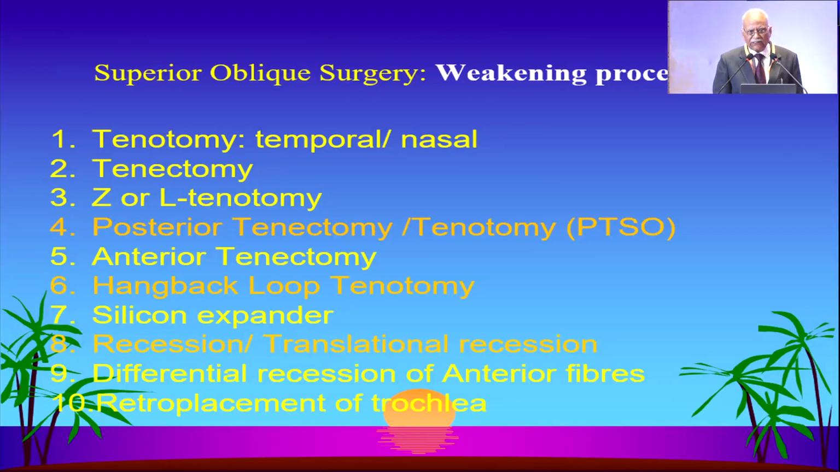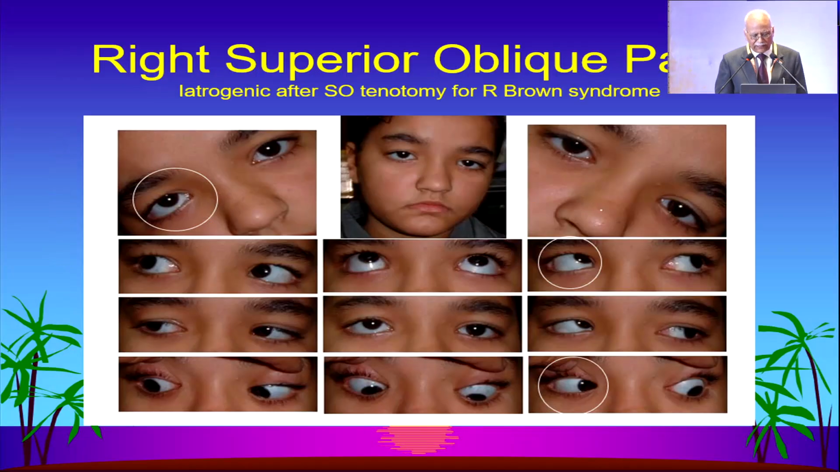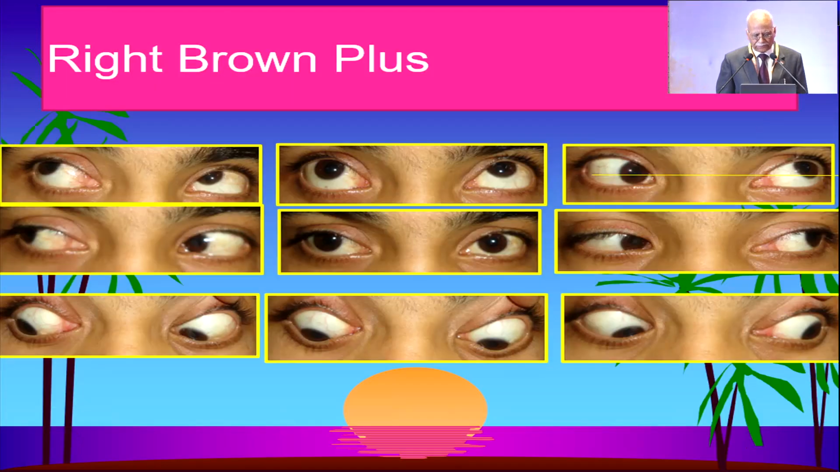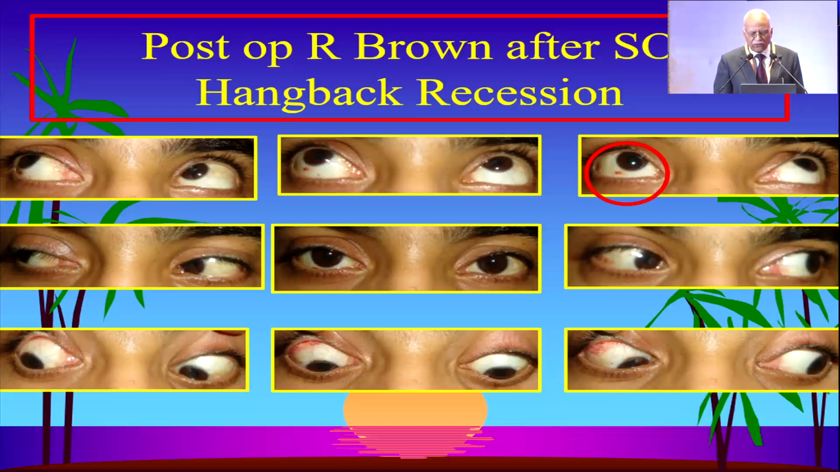So these are the procedures that you have for superior oblique weakening, and the choice procedures from very mild cases a PTSO, but otherwise you do a hangback loop tenotomy or a recession and translational recessions. A silicone expander is also one of the procedures which can be done. Now here I show you a case of iatrogenic superior oblique tenotomy done, which I would say never do in Brown cases. You never do free tenotomies or myectomies of superior obliques. So this is a right Brown plus in which superior oblique overaction is there, and after this surgery you'll find after the hangback recession, the adduction, the elevation is good, and of course the elevation was good in abduction.